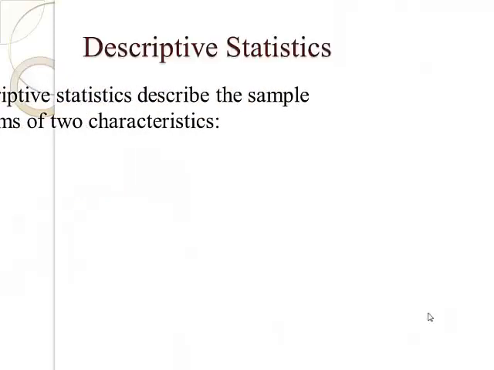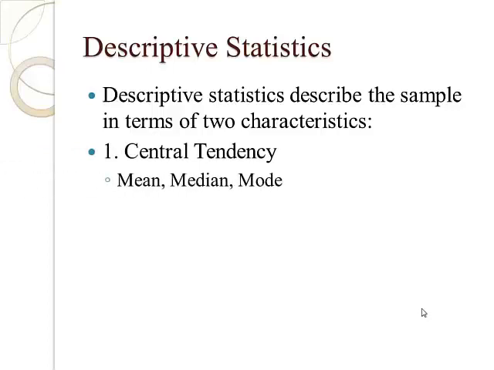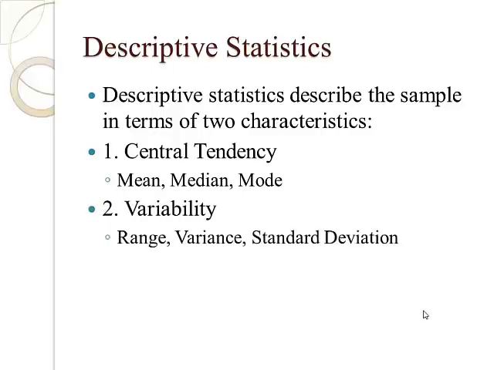And when we talk about descriptive statistics, we're talking about describing the sample or population in terms of two characteristics. The first is central tendency, which includes the mean, median, and mode. And then the second is variability, meaning how the data are spread out, the spread of the data. And this includes the range, variance, and standard deviation. So we'll be looking at these measures of central tendency and variability.